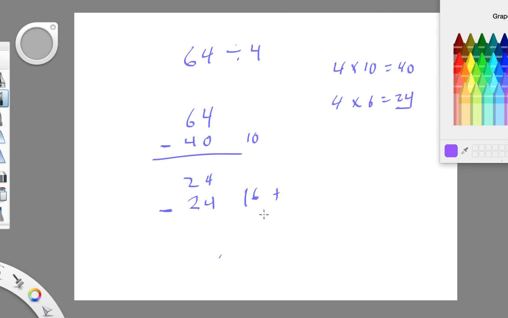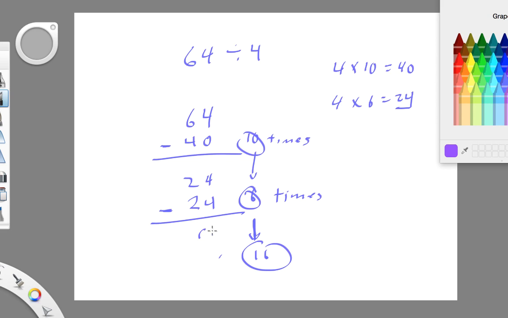It could be better to just call it 6 times, and then like we did up here, add these two together to get 16 times. Okay, you get a total of 16. When you have 10 times, which is 40, and 6 times, which is 24, and you get all the way down to 0. So 64 divided by 4 is equal to 16.